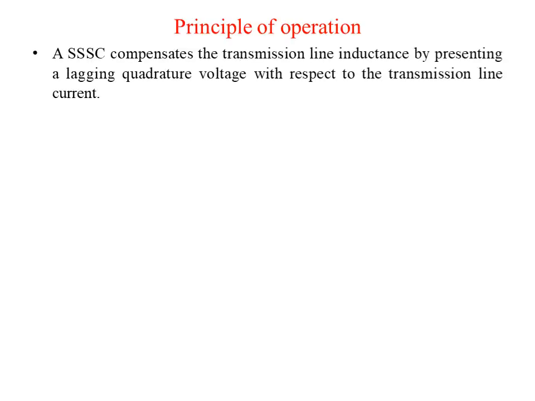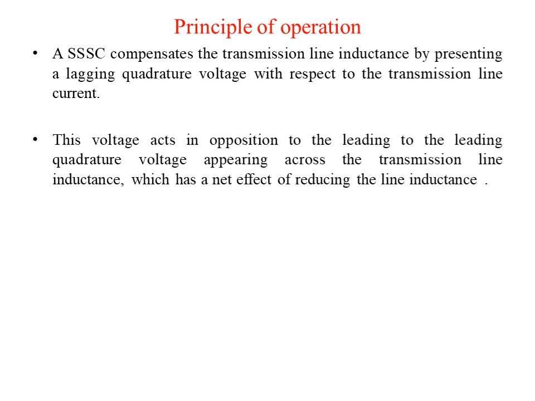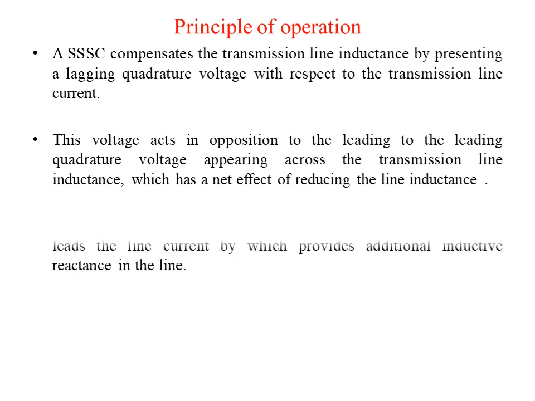Principle of operation: an SSSC compensates the transmission line inductance by presenting a lagging quadrature voltage with respect to the transmission line current. That is nothing but when the voltage lags behind the current, it compensates the transmission line impedance. This voltage acts in opposition to the leading quadrature voltage appearing across the transmission line inductance, which has the net effect of reducing the line inductance.